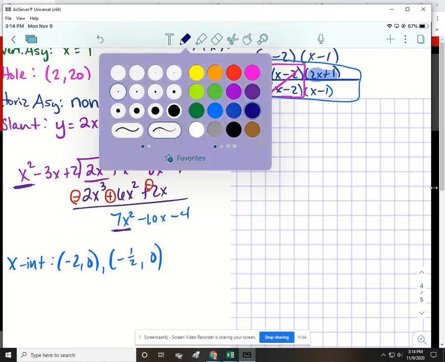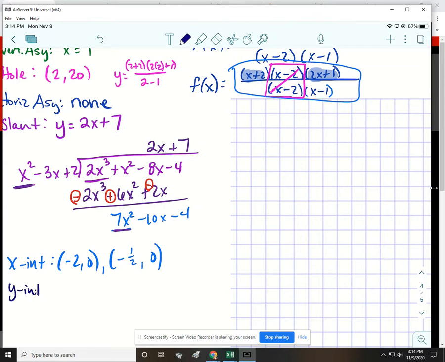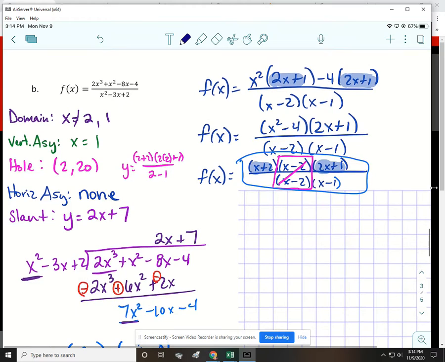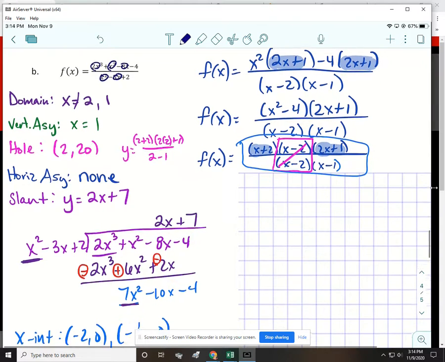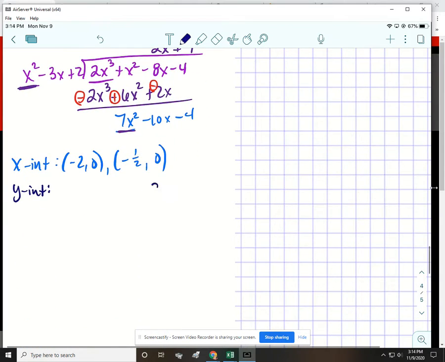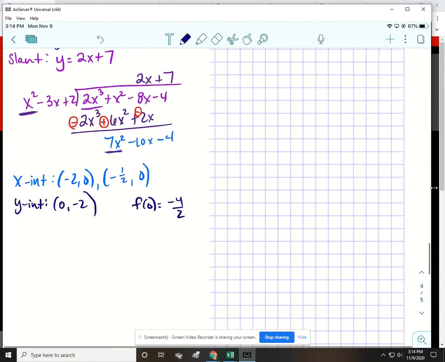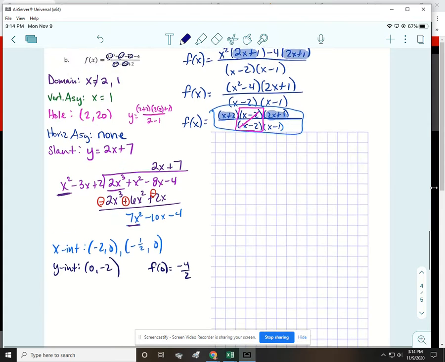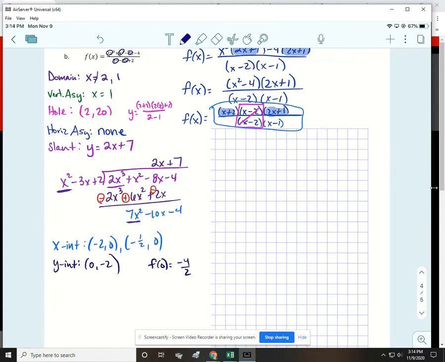All right, and then for your y-intercept, I always go back to the original function. Anything that has an x becomes 0, so basically it's covered up. We're left with -4 over 2, or -2. So (0, -2) is your y-intercept. All right, so we're going to graph all the things. There's a lot of them.